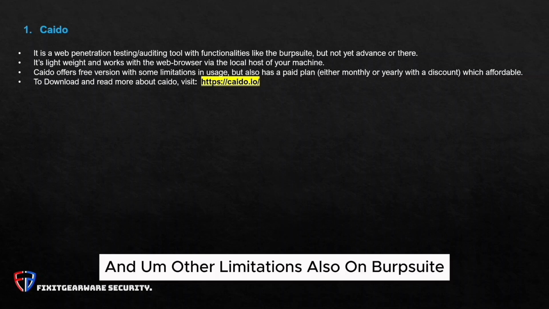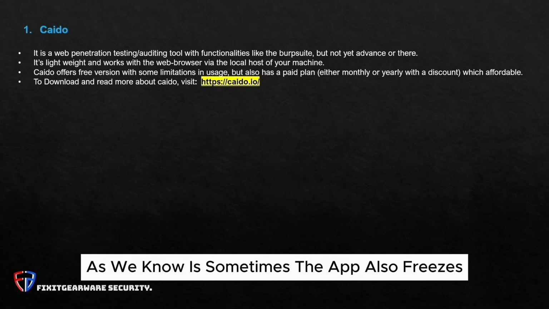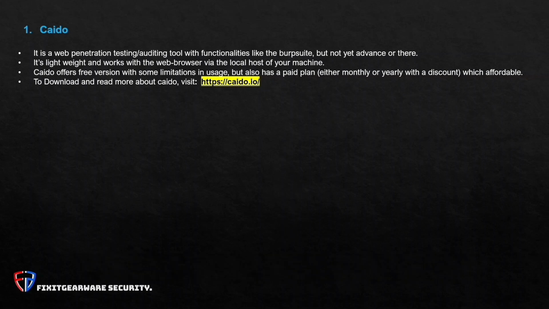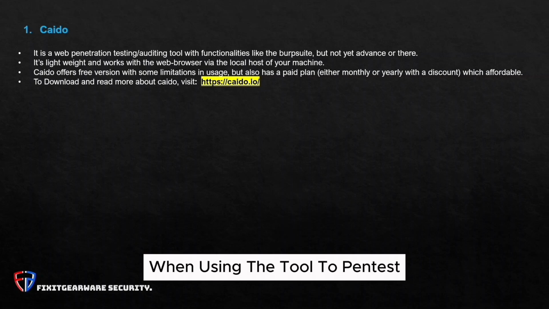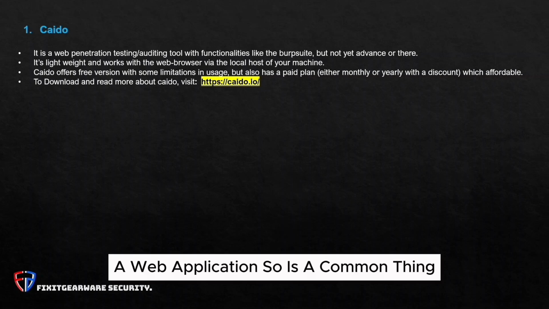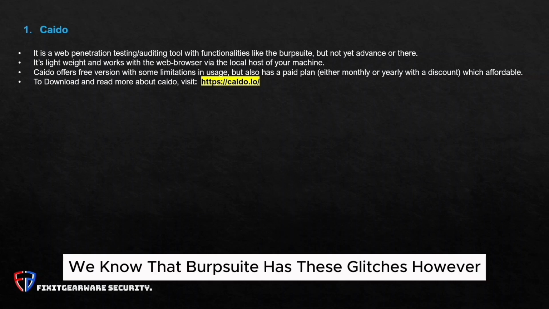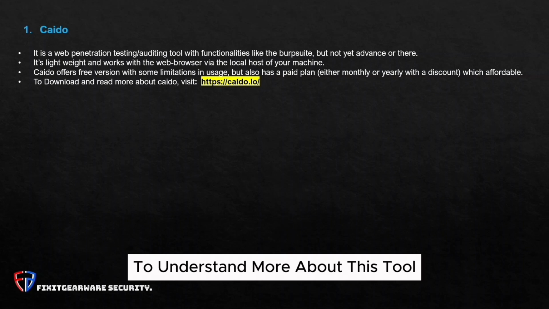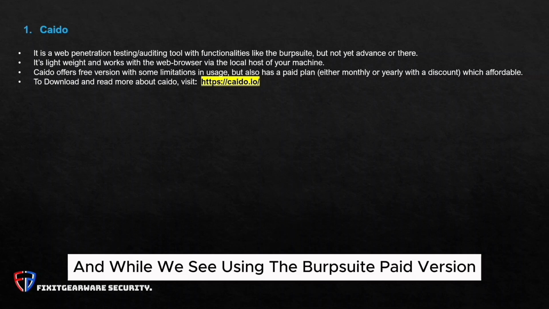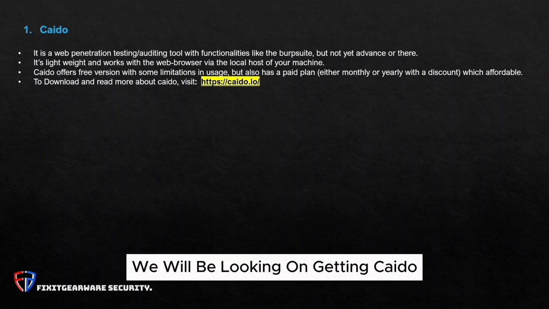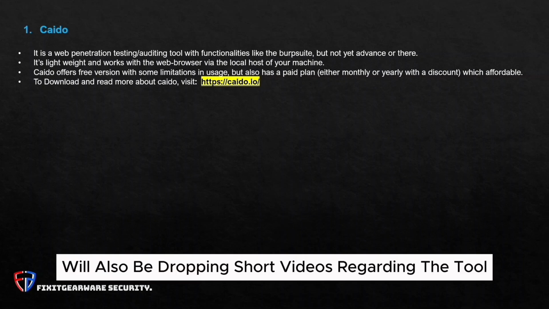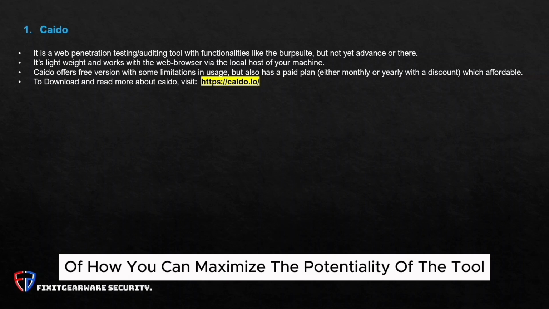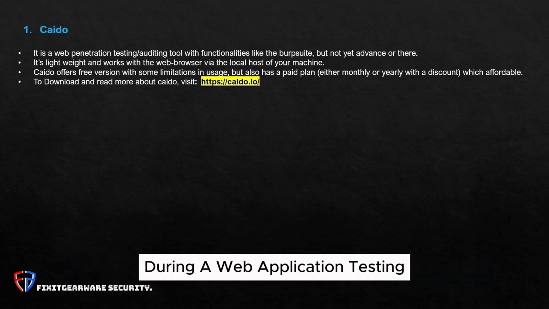Another limitation of Burp Suite, as we know, is that sometimes the app freezes and consumes a lot of memory when using the tool to pen test a web application. So it's a common thing. We know that Burp Suite has these glitches. However, with Kaido, we've not yet gone fully to understand this tool. While we're still using the Burp Suite paid version, we would be looking at getting Kaido up and running sometime this month. Subsequently, we'll also be dropping short videos on how you can maximize the potential of the tool during web application testing.